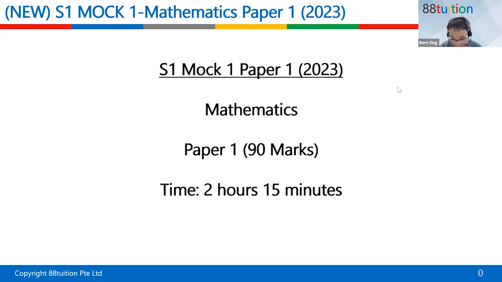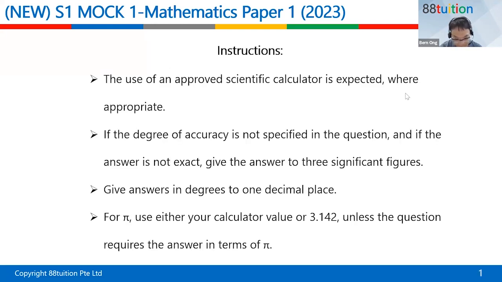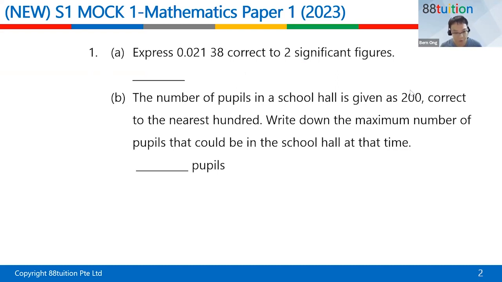Without further ado, let's go into these few questions. You are able to use your calculator, so use it, don't be shy. You're supposed to express 0.02138 correct to two significant figures. Where is two significant figures? This is called the first significant, this is called the second significant. The zero in front is not counted. To determine whether to round up or to maintain, you have to look at the next digit, which is a 3. 3 is below 5, so you maintain. So it's 0.021. That's your answer.